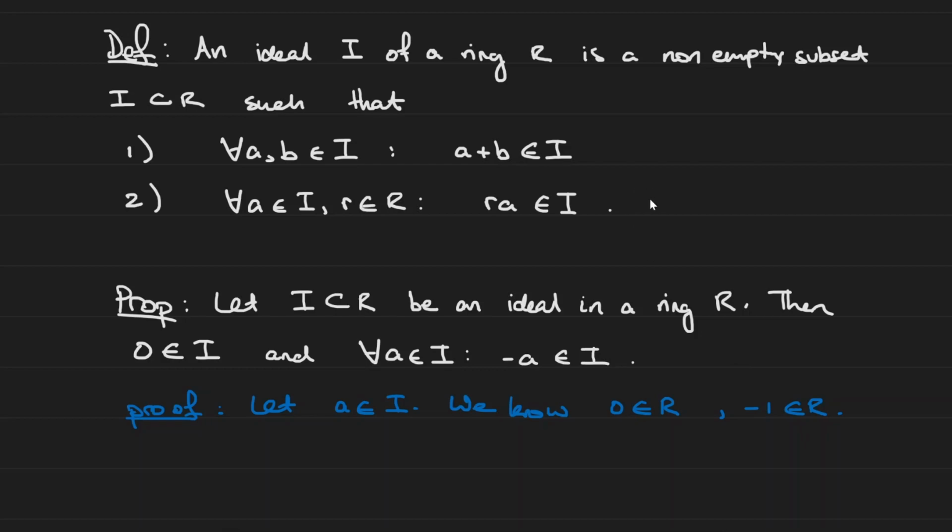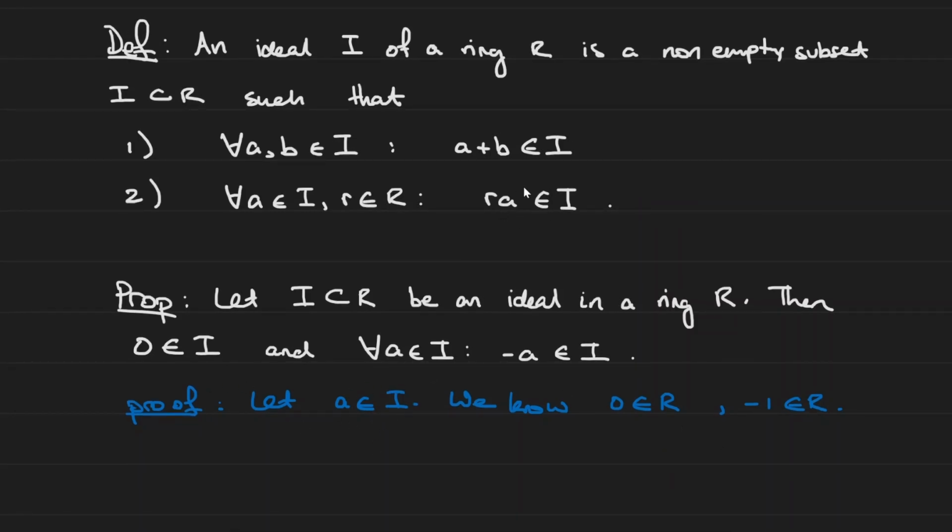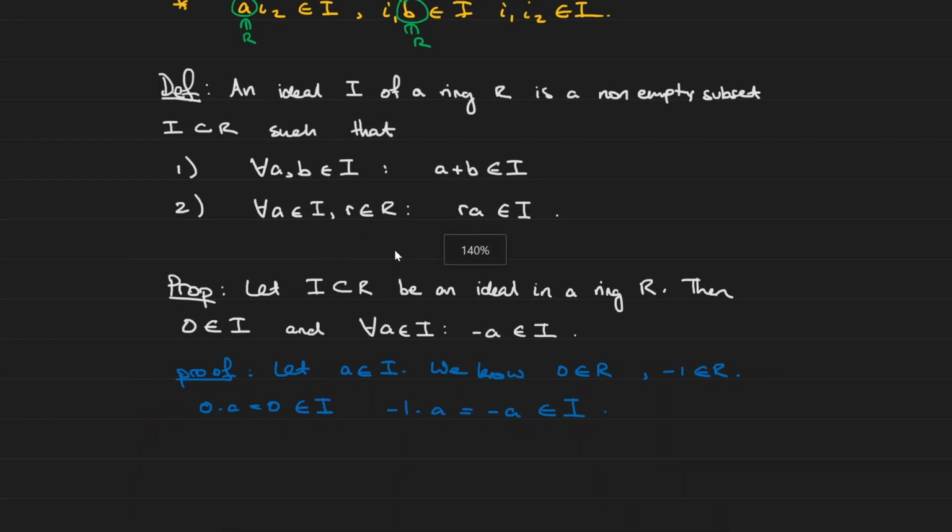And all we have to do now is use the second property for ideals, namely, if you multiply any elements of your ring R with any elements of your ideal, it should also give you back another element of the ideal. So that means 0 times A, which is 0, has to be inside of the ideal, and -1 times A, which is negative A, we've proved that in the second video, that also has to be inside of your ideal I. So just assuming these two conditions over here is enough to ensure that I is also a subgroup under addition.